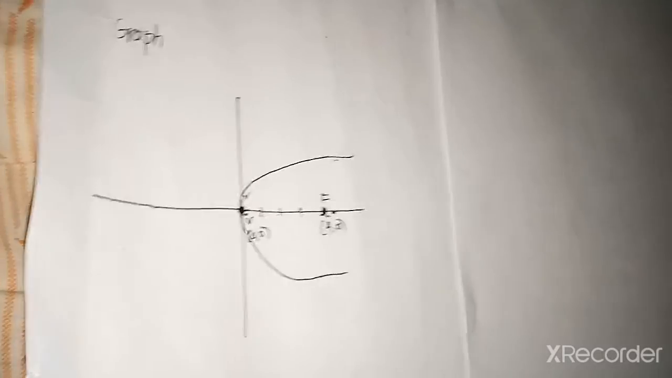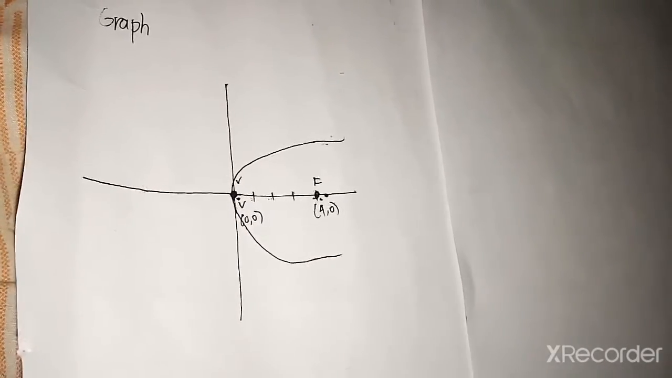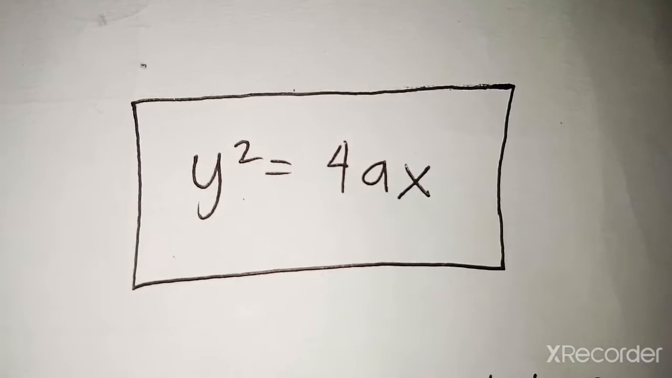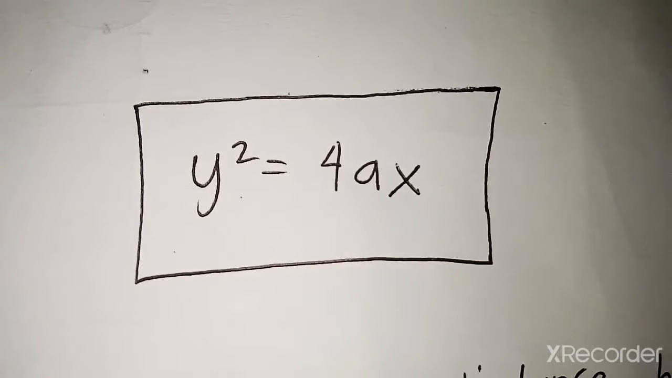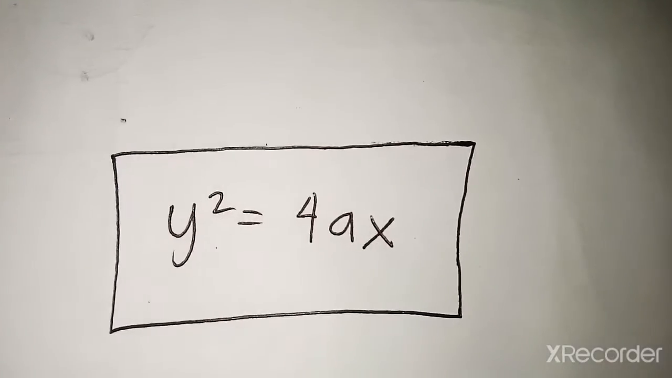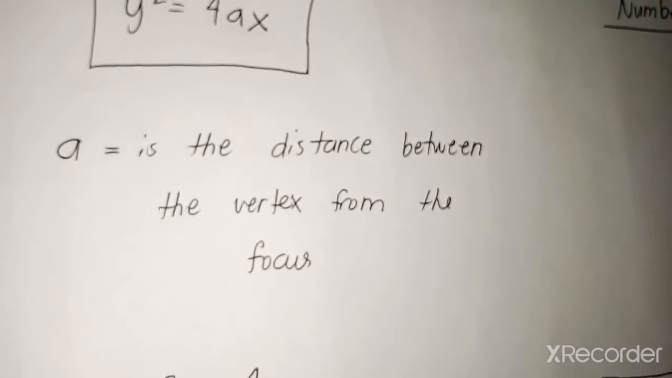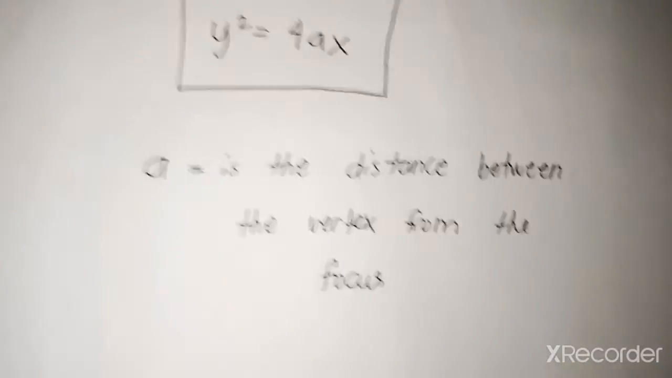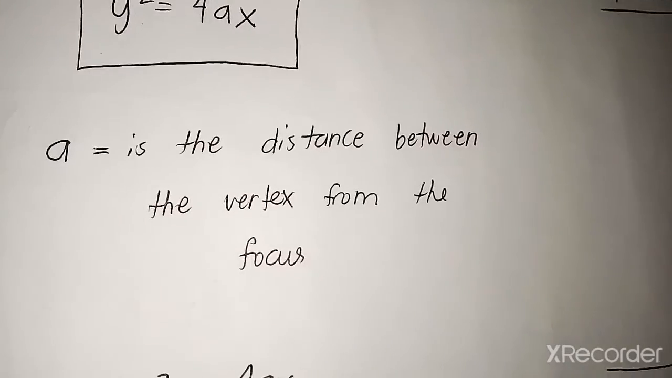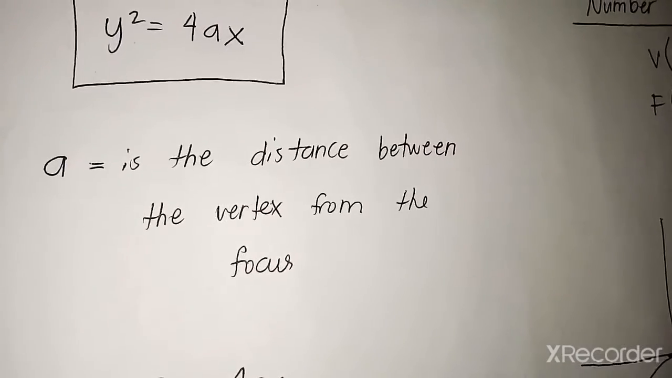Sorry for the drawing, but like this. Now, since the graph is open to the right, we will apply the equation y squared is equal to 4ax. So now, how do we get a? We will get a because a is the distance between the vertex and the focus.